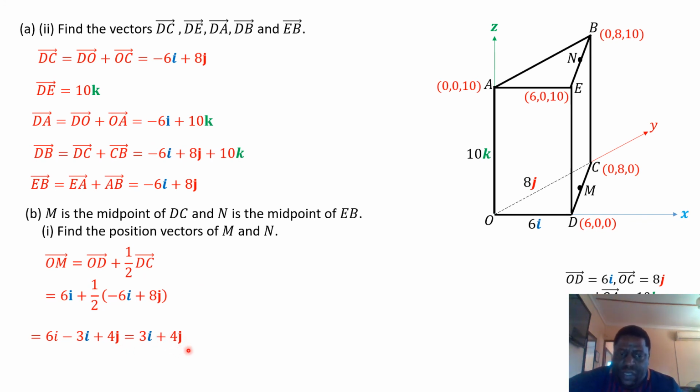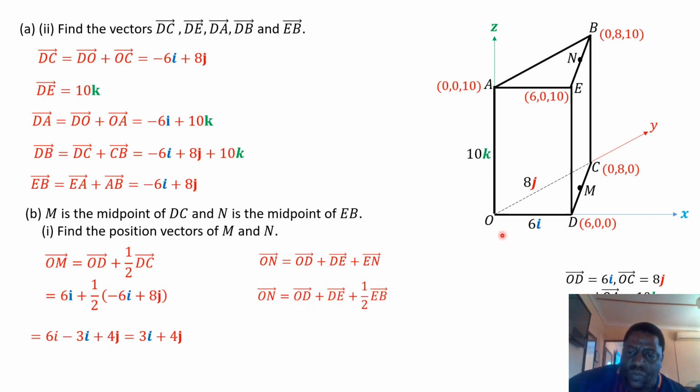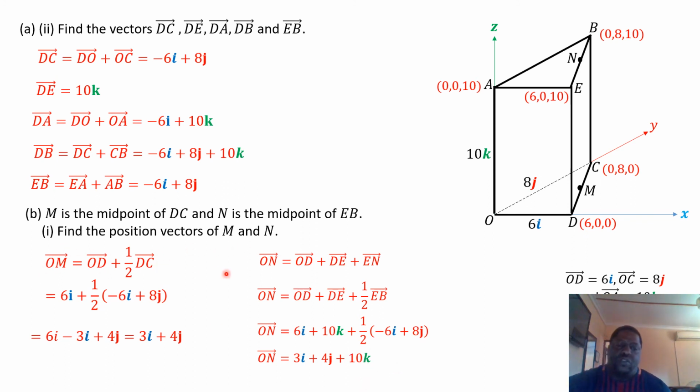That's OM, right? So if you had to find ON, well, you can go OD plus DE plus EN, or you can find other ways to get to that. But we know what OD is. O to D is 6i, D to E is 10k, all right? And then EN will be half of EB, and EB is the same as DC. Bottom line is you get to ON being 3i plus 4j plus 10k. This was what this particular question wanted you to find.